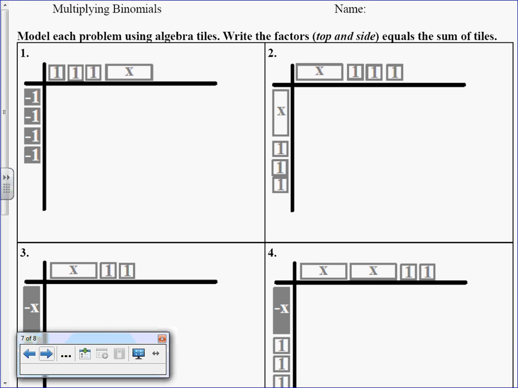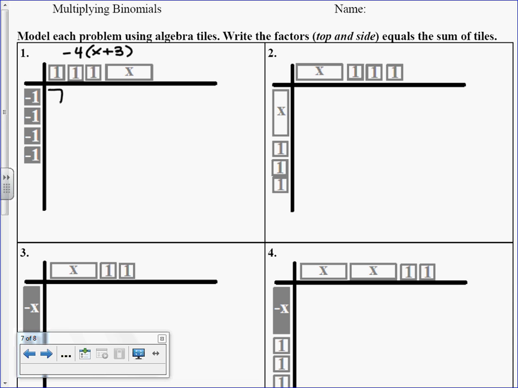Okay, so let's take a look here. All I really want you to focus on is 1, 2, 3, 4 on this page. I'm not too worried about the problems down below. Okay, so here I have, it looks like negative 4 times x plus 3.